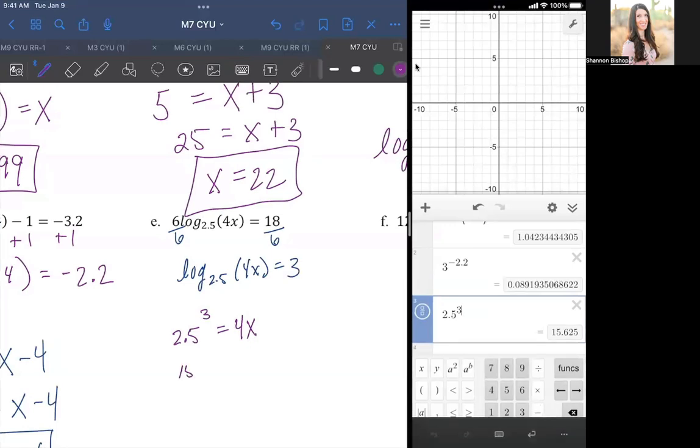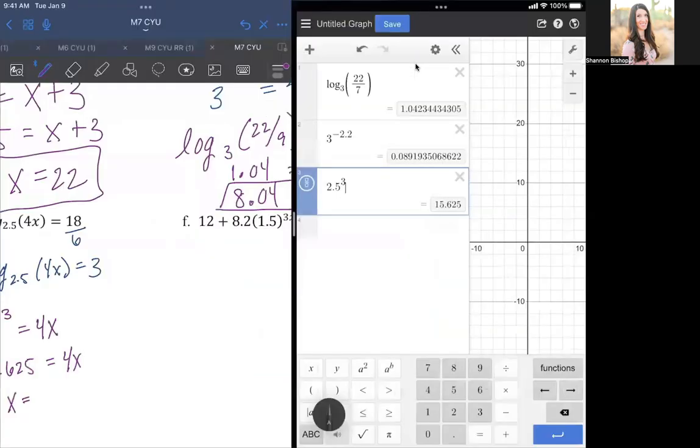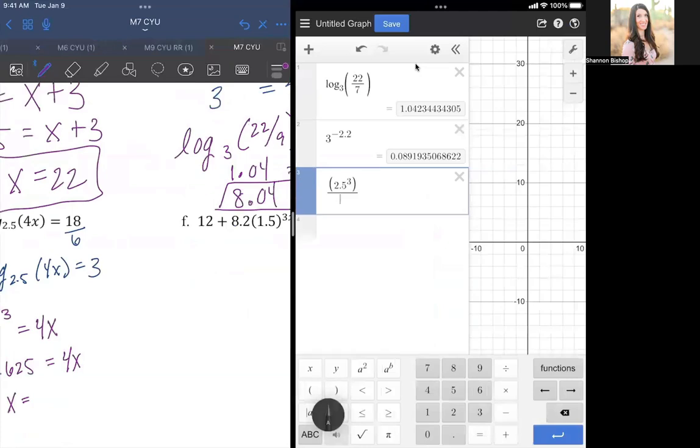So 15.625 equals 4x. And then to finish solving, we need to divide both sides by 4. So I'm going to come back over here. I'm just going to grab this whole thing and say divide by 4. And I get 3.906.